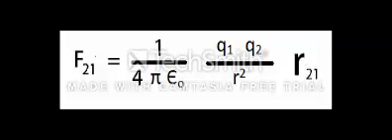To represent the direction of these forces, we introduce unit vectors. If unit vector r21 is the unit vector directed from Q1 to Q2 and unit vector r12 is the unit vector directed from Q2 to Q1, then F21 is equal to 1 over 4 pi epsilon naught Q1 Q2 over R squared times unit vector r21, and F12 is equal to 1 over 4 pi epsilon naught Q1 Q2 over R squared times unit vector r12. You can see the differences here.